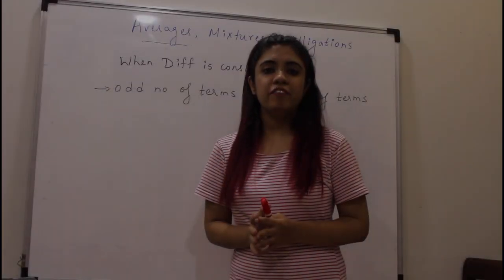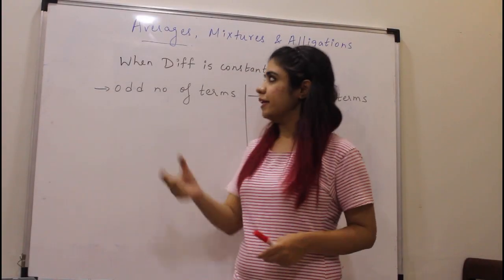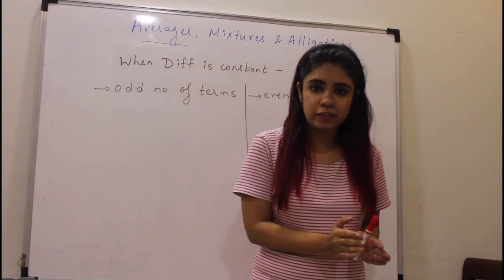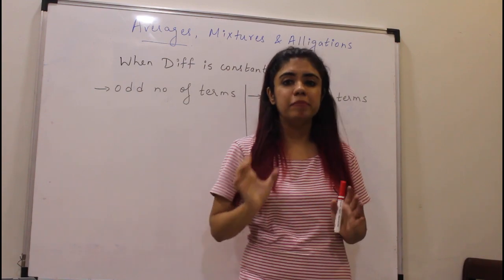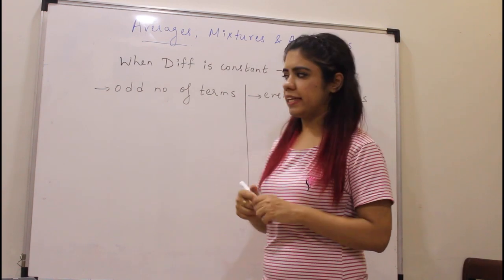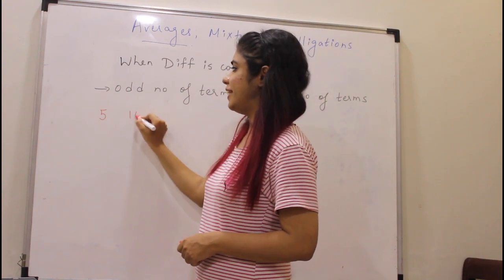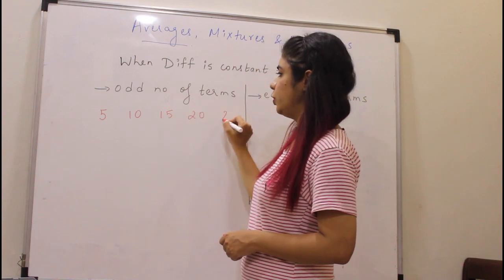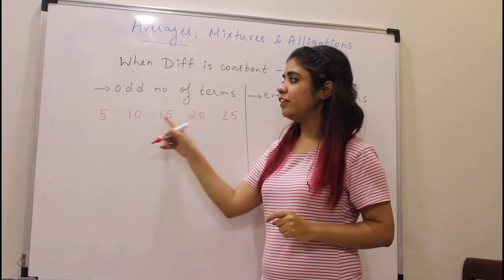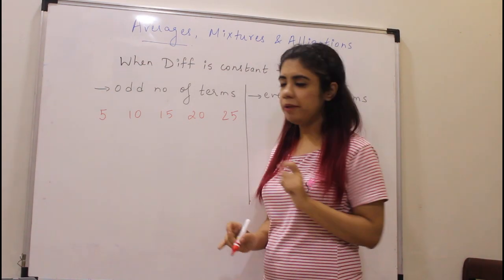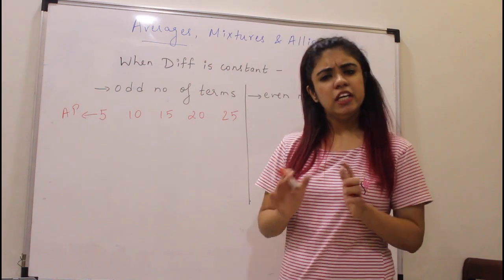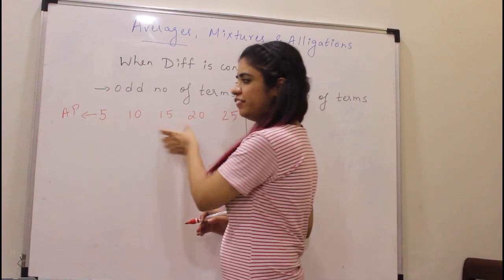Now let's talk about averages in a different way, when the difference is constant. For example, if I give you certain numbers and the difference between them is constant. In the first case, suppose I have an odd number of terms. Let's say the numbers are 5, 10, 15, 20, 25. I have 5 terms and the property is that the difference between them is constant. So they are said to be in AP or arithmetic progression. Even if you don't understand that, just remember that the difference is constant.